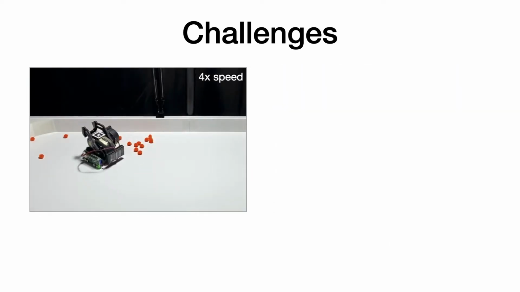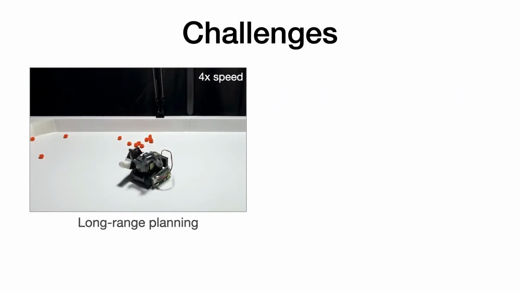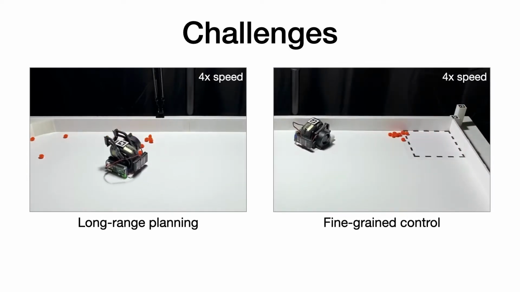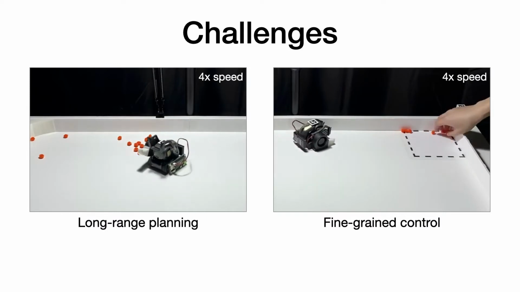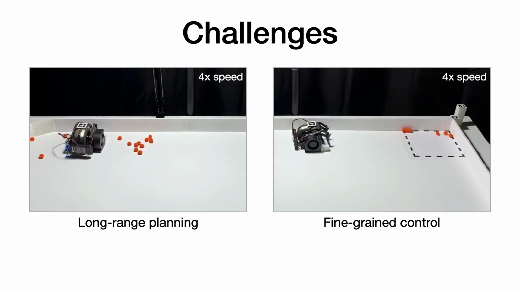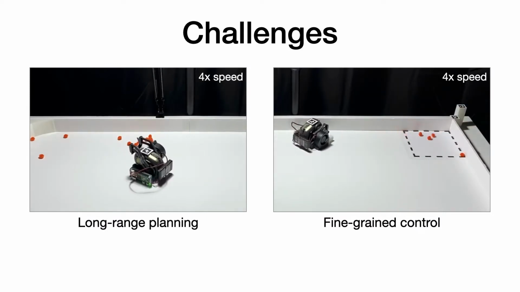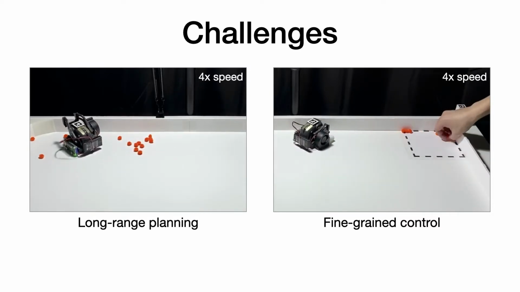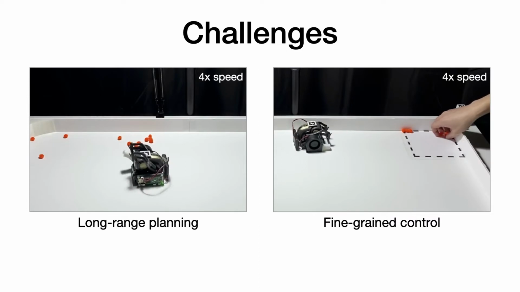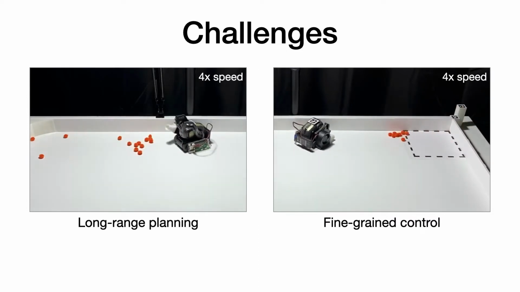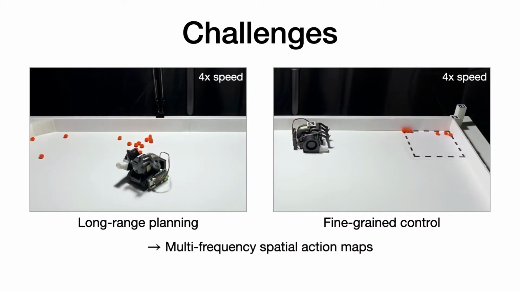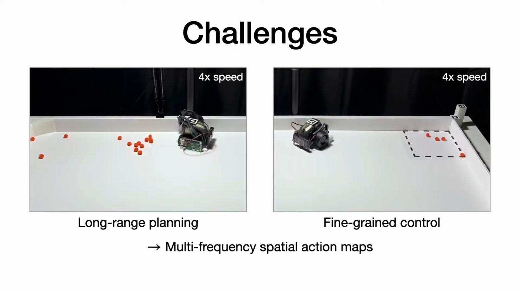Second, completing the task requires both long-range planning and fine-grained control. The robot needs to place itself at strategic locations before turning the blower on, which involves long-range planning. Then, once the blower is turned on, it may need to execute multiple fine-grained blowing actions to move a pile of objects. To address these challenges, we use a multi-frequency version of spatial action maps.